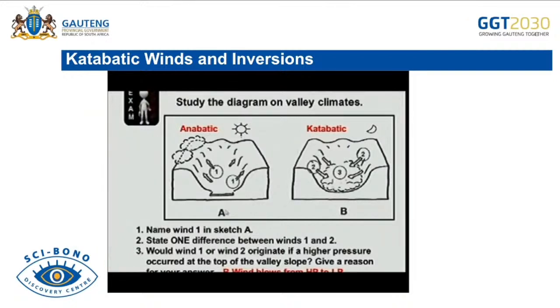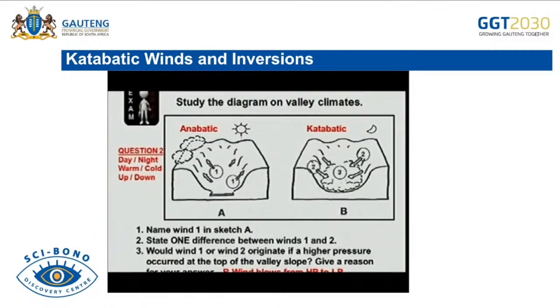Now, the second question: state one difference between the winds 1 and 2. See, there's winds blowing there, and these winds 2 blowing there. Right, what's the difference between them? Firstly, the one occurs during the day, and this one occurs during the night. Second difference, this one occurs because of heating, in other words, warm air that rises. This one has to do with cold air that sinks.